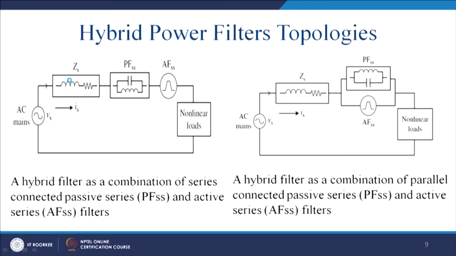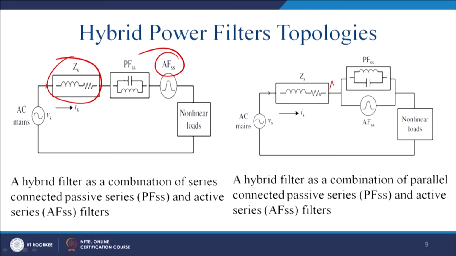So, here this is the source impedance that has been coupled or lumped for the short transmission line, and thereafter you have PF SS, that is series, and now you have an active compensation of the series, and this is called a hybrid filter as a combination of the series connection of the passive filters and active series filter. Again, you can modify a little bit.